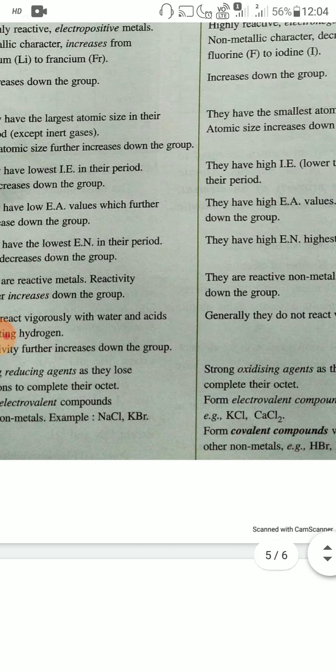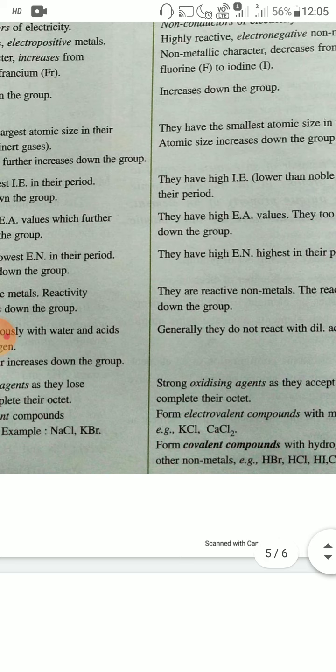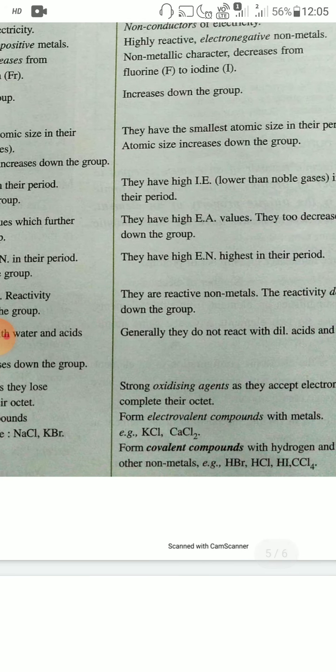And group 17 elements' nature: they are also highly reactive, but they are electronegative, while group 1 elements are electropositive. Group 1 elements are metals while halogens are non-metals. Group 1 elements are metallic but group 17 elements are non-metallic. Non-metallic character decreases from fluorine to iodine, that is, down the group. Just opposite to the metallic trend.